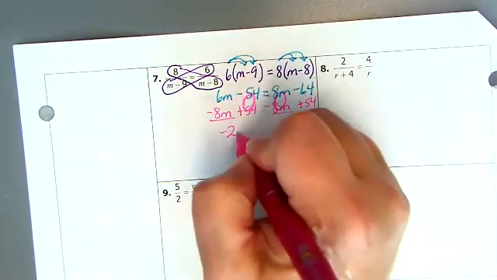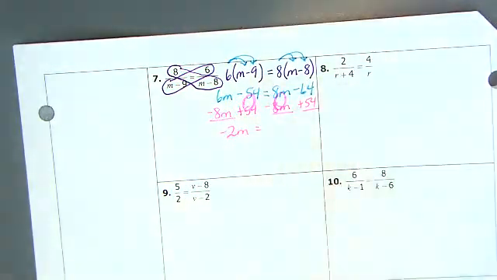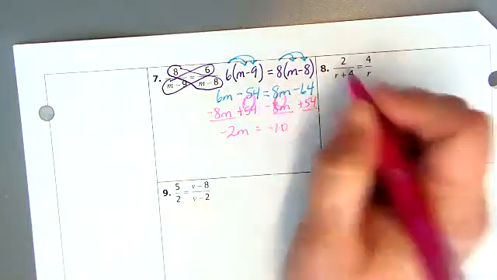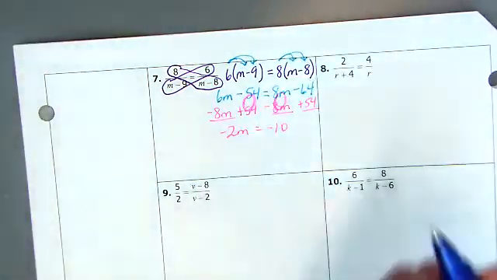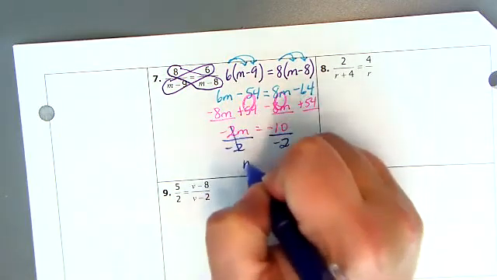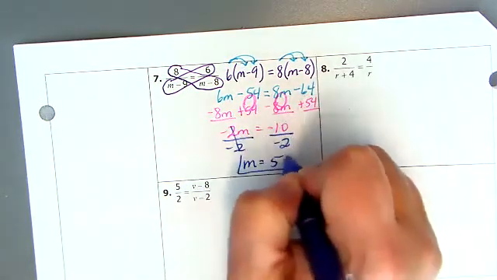And I'm going to have negative 2m equals negative 64 plus 54. It's going to be negative 10. Divide by negative 2 to both sides. And I have m equals 5.